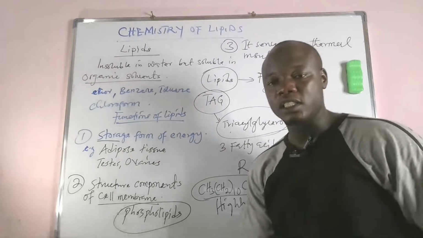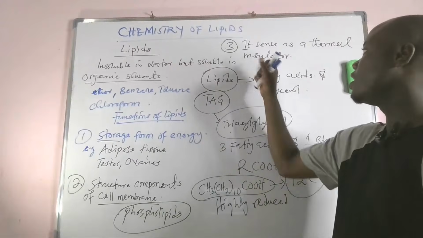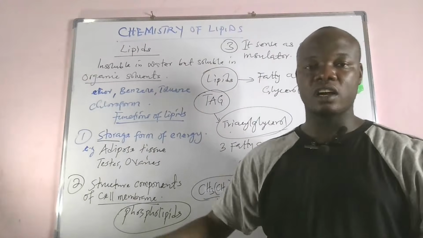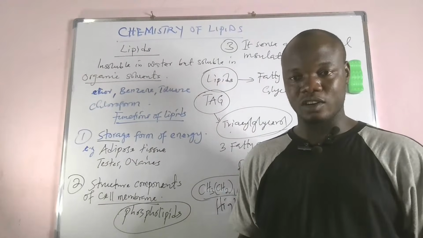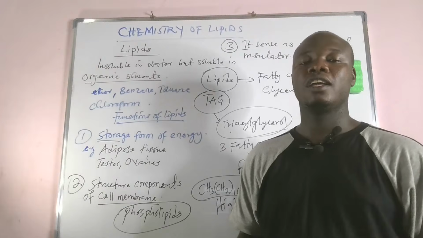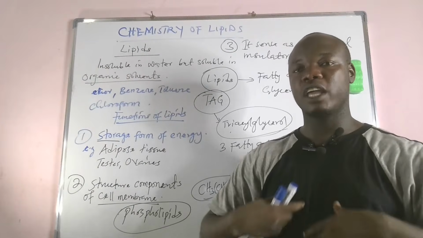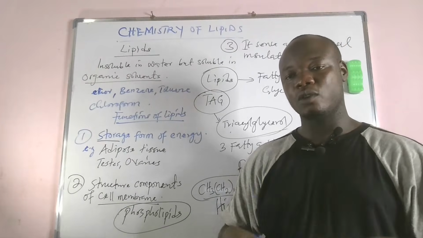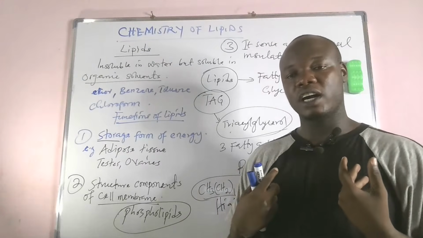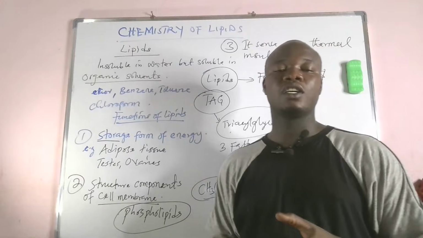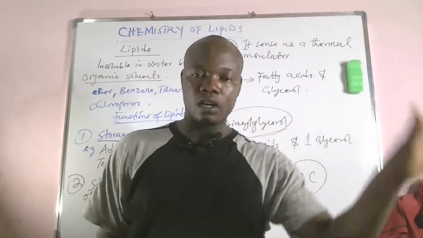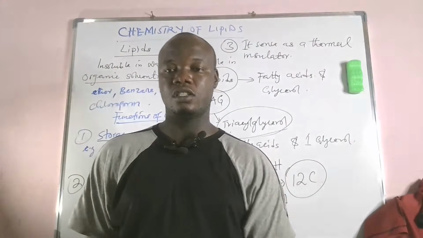So what does it mean to consider lipid as a thermal insulator? Okay. Generally, ladies and gentlemen, we have some delicate organs in our body. Examples of these delicate organs are our kidney, our liver, our heart, and so many organs. This lipid is usually found covering these entire organs.